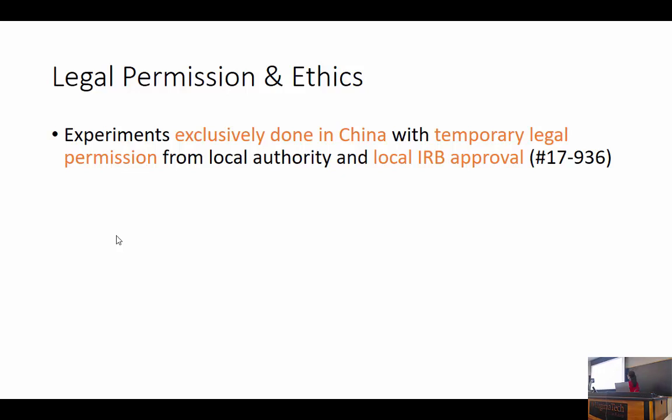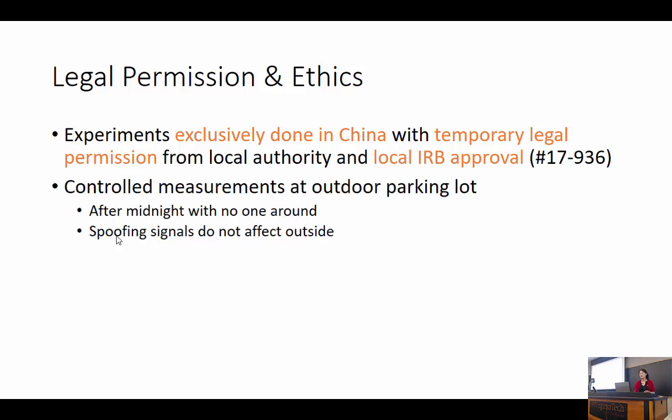One thing is that no human beings were harmed in our experiment. We had difficulties obtaining an experimental license in the US, so that's why we did all our experiments in China, with temporary legal permission from the local authorities and local IRB approval. And we reduced our transmission power to be very, very small to make sure that it won't affect any GPS receivers that are 5 meters away from the transmitter.